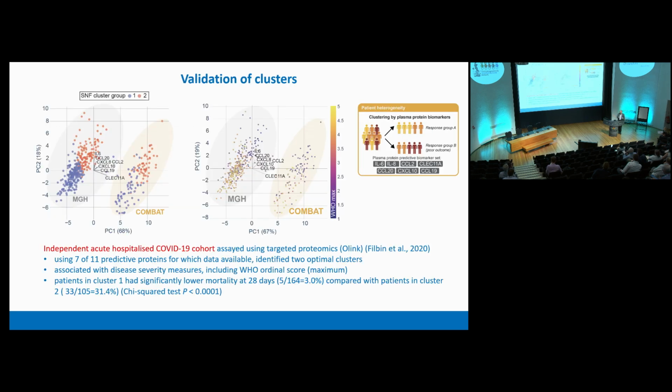And we were able to take a small number of these predictive biomarkers and look with a completely independent proteomics data set generated at the Massachusetts General Hospital and generate data that convincingly showed a very similar relationship with mortality and outcome.